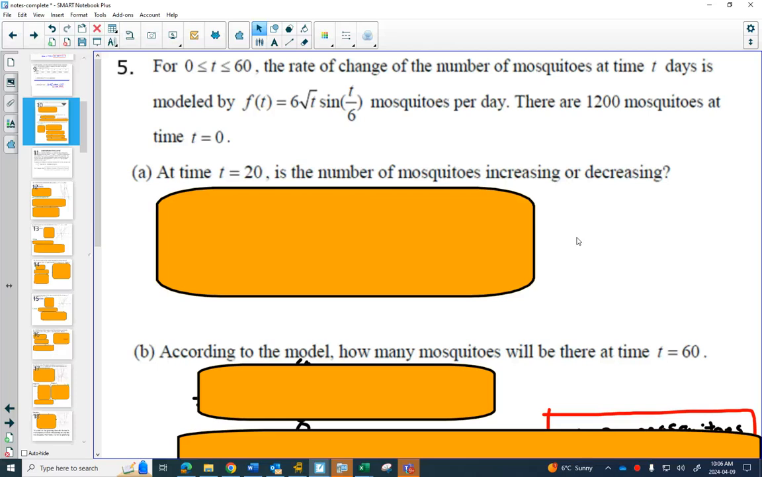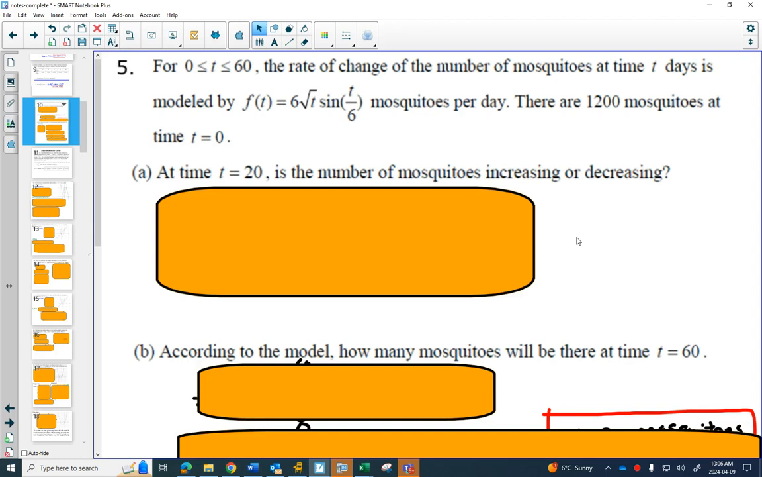Let's start off with a review from what we did on Friday, which was rates of change and accumulation functions. Between 0 and 60 days, the number of mosquitoes is modeled by this function of mosquitoes per day. There are 1,200 mosquitoes at time 0.